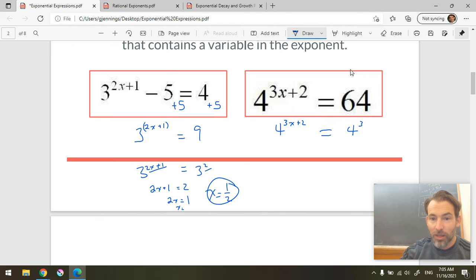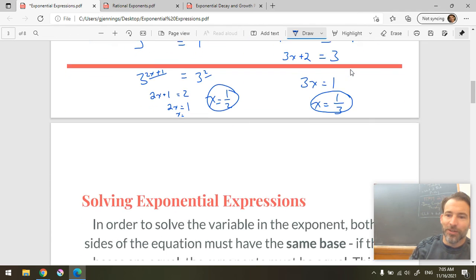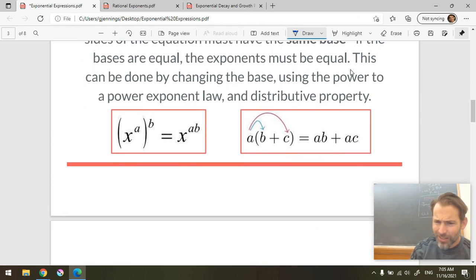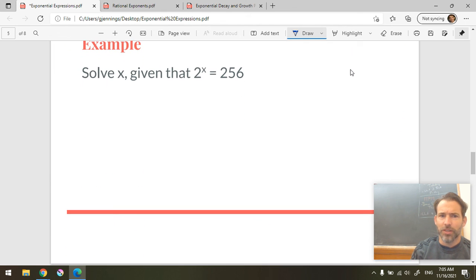So then let's write that this way. 3x plus 2 equals 3. All right, subtract 2 from both sides. 3x equals 1. X equals 1 over 3. Done, final answer. Plug it up here. 3 times a third, that would be 1. 1 plus 2 is 3. 4 to the 3 is indeed 64. So it works. Okay, I think solving and checking your work is a great way to reinforce these ideas.